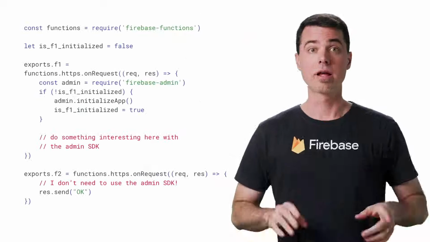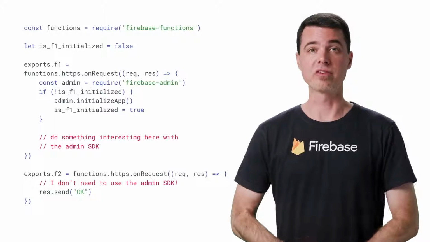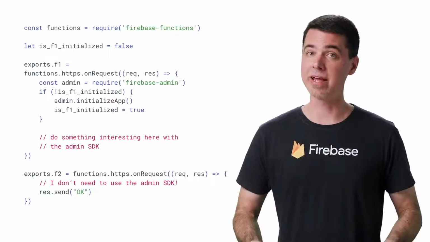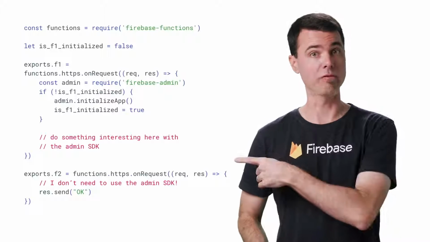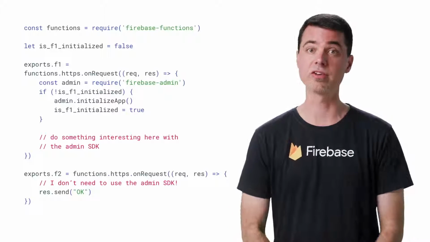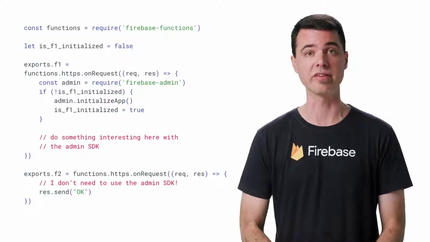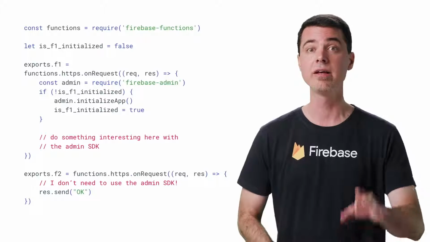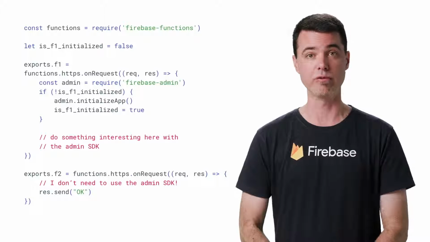So let's refactor this a bit to move the imports inside the functions where they're actually used. Now we still have Firebase Functions at the global scope because that's always necessary, but the admin SDK is required and initialized only in f1. And you'll notice the initialization is only done on the first invocation in this instance because you can't init the admin SDK twice in the same process. That would make the second invocation of f1 fail.